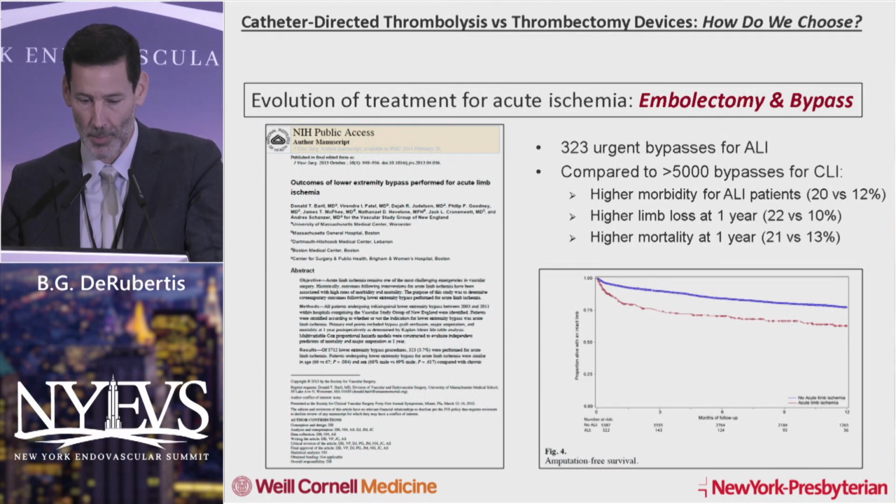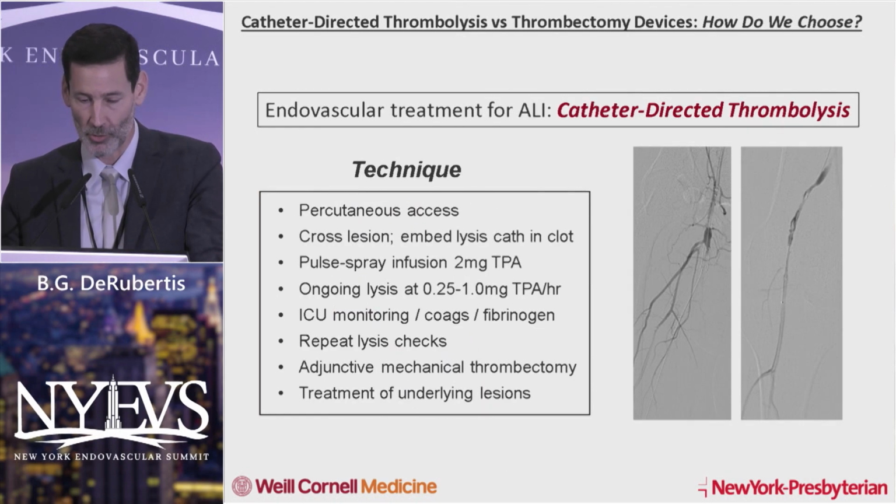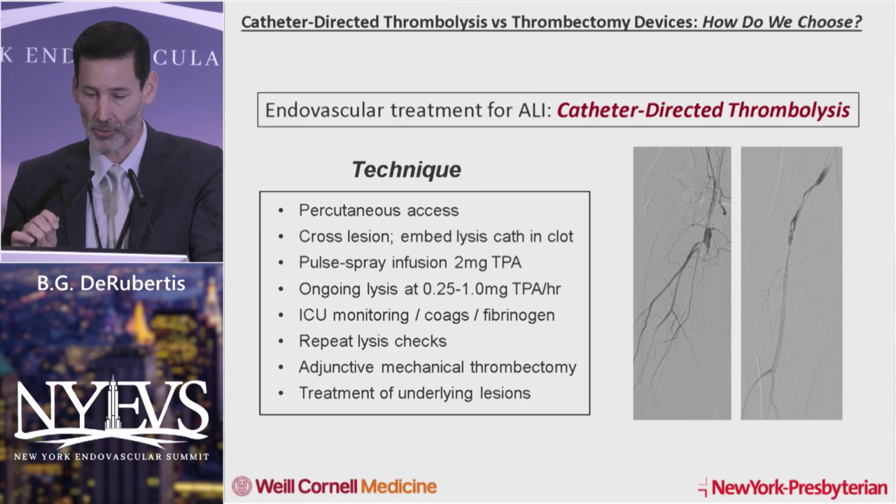This paper by one of my ex-colleagues, Dr. Don Barrell, really showed a very high rate of limb loss in those patients undergoing bypass for acute ischemia compared to those patients undergoing bypass for more chronic ischemia. So it's at least double the mortality rate and amputation rate. It makes sense that we want things that are a little less invasive for our patients, and potentially something that gives them less of a physiologic hit.